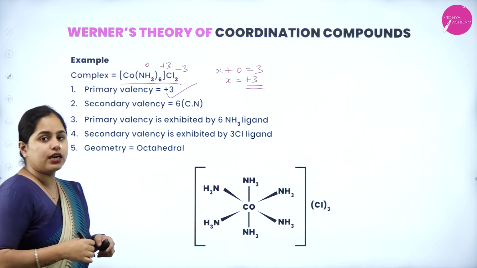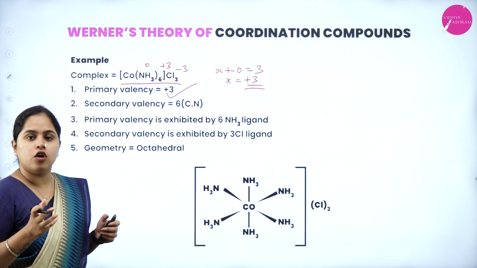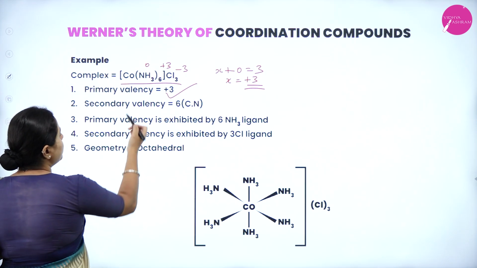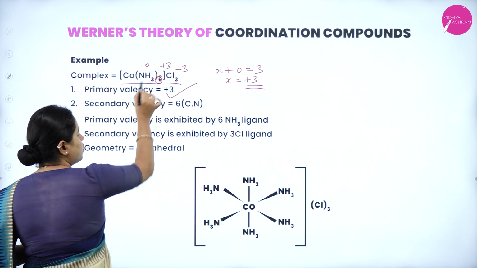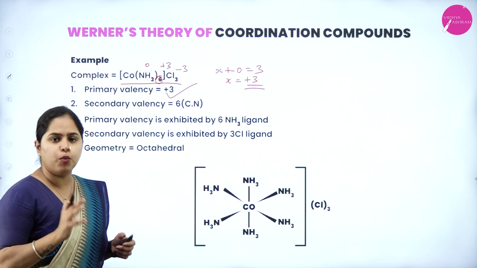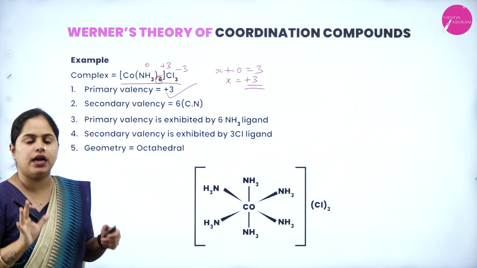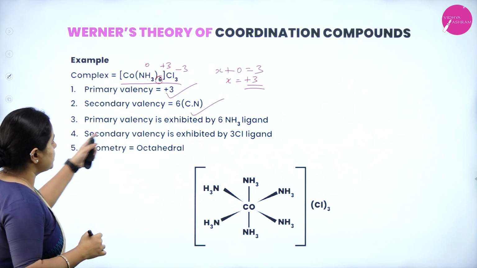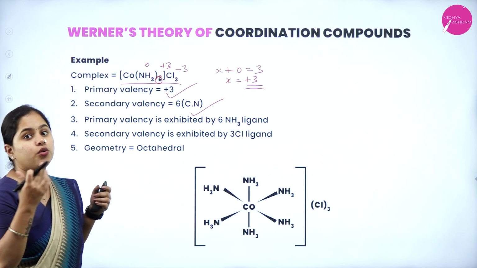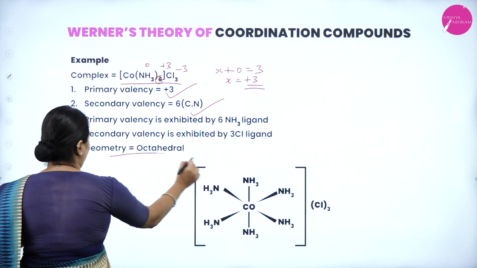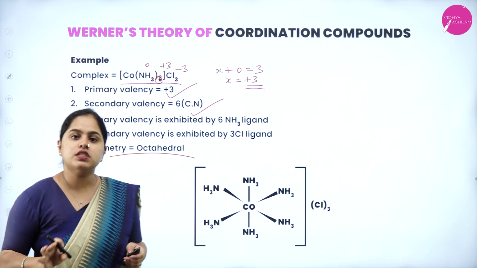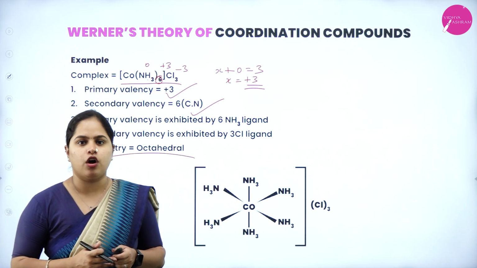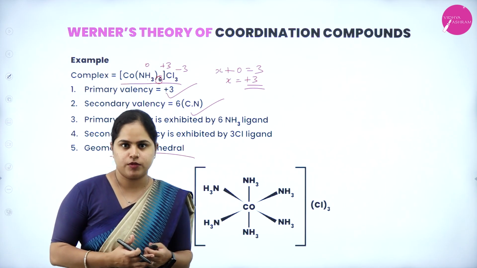Now coming on to the secondary valency, which is equal to coordination number. What is the coordination number? How many ligands are there, right? There are 6 ligands. And of course, ammonia is a monodentate ligand. So you just use that number 6 itself. So that is your coordination number, right? And as the coordination number is 6, what can you tell about the geometry? Yes, it has octahedral geometry. So this is how you have to calculate the primary valency, secondary valency, and the geometry of the molecule using Werner's theory. So I hope it is clear.